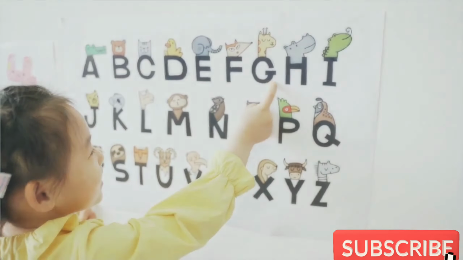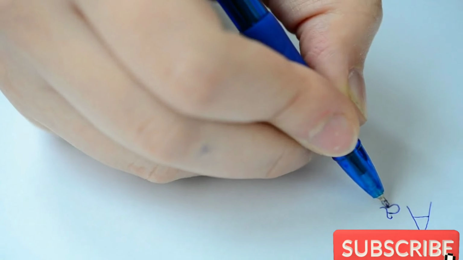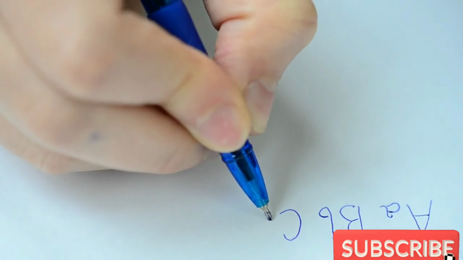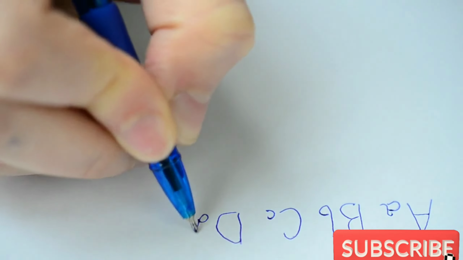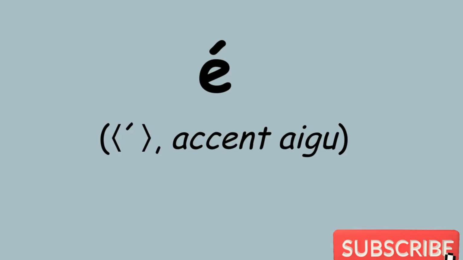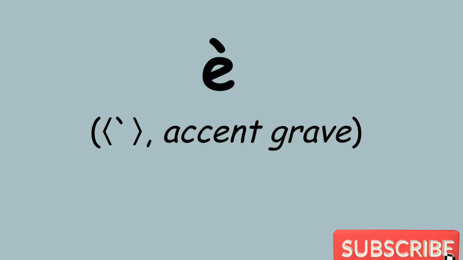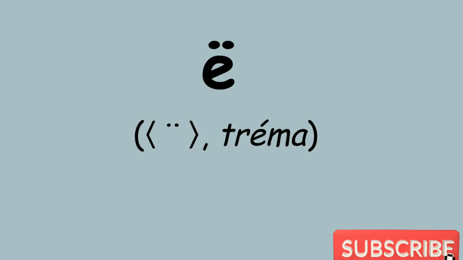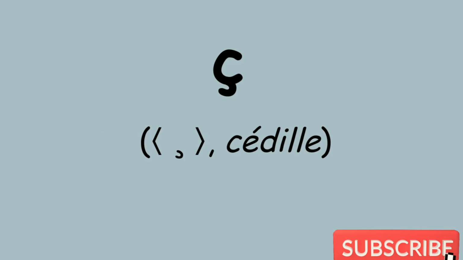Let's start with an overview of the French alphabet. The French alphabet consists of 26 letters and is written in the same way as the English alphabet. However, there are 5 extra letters that are unique to the French alphabet: E accent aigu, E accent grave, E accent circonflexe, E tréma, and C cédille.